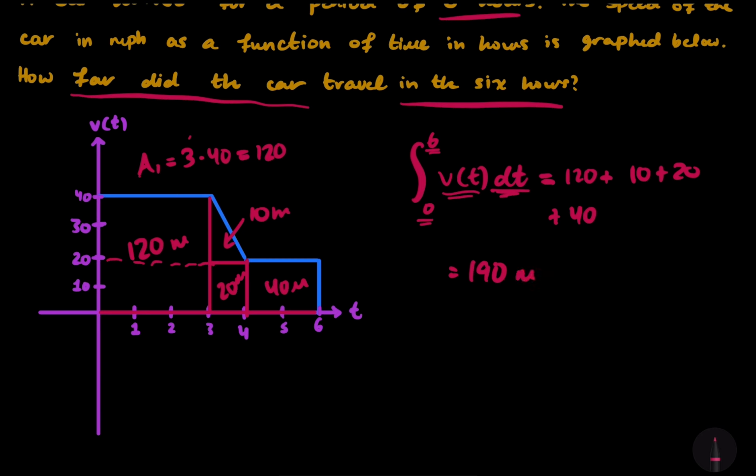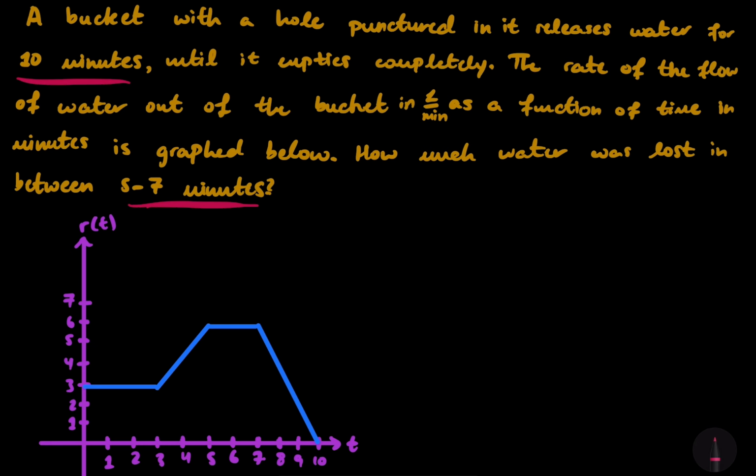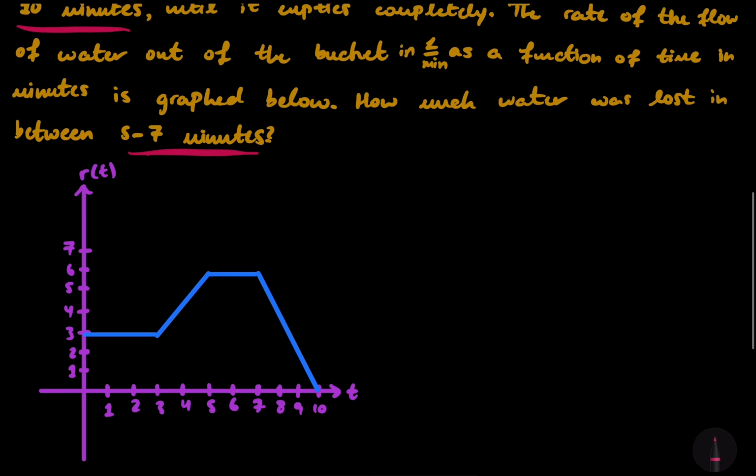So here we're given the rate of flow of water out of the bucket, and what we're trying to find is how much water flowed out of the bucket within a certain time period, between 5 to 7 minutes. Essentially we're trying to figure out the accumulation of change, or rate of change, of this bucket over the period from 5 to 7 minutes. And so here we have r of t, and we have t as the independent variable.